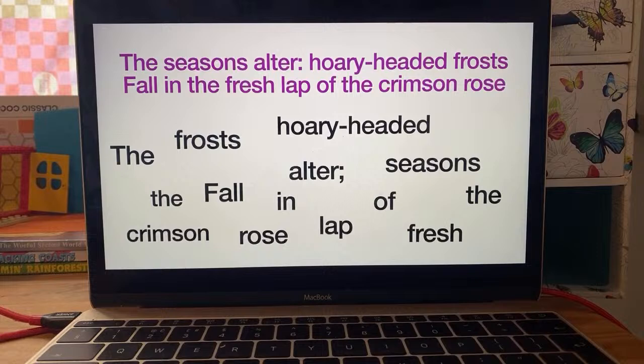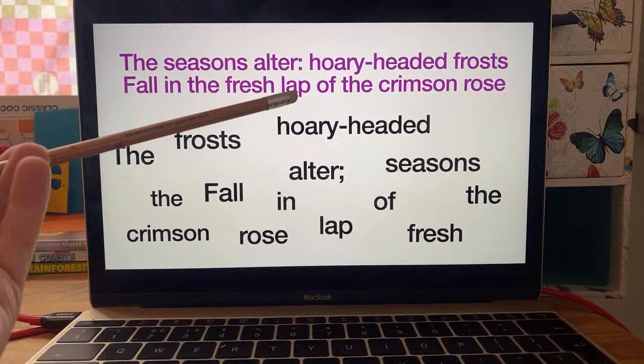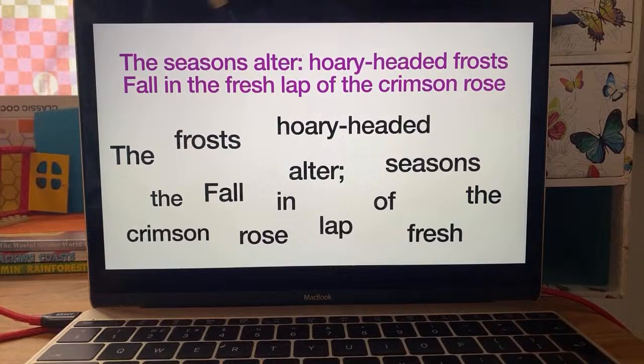So I don't think I'd have put fresh and lap together, but presumably the crimson rose, the red rose, has just bloomed because, I don't know, maybe it's the summertime. And so the lap of the rose is fresh, but then the frost falls into it straight away because all the seasons are all mixed up, because everyone's very confused because the natural world is in chaos.